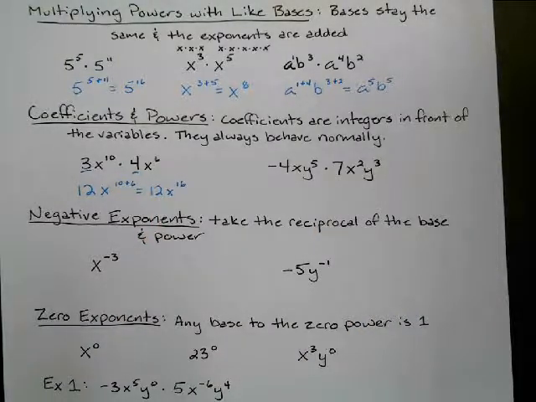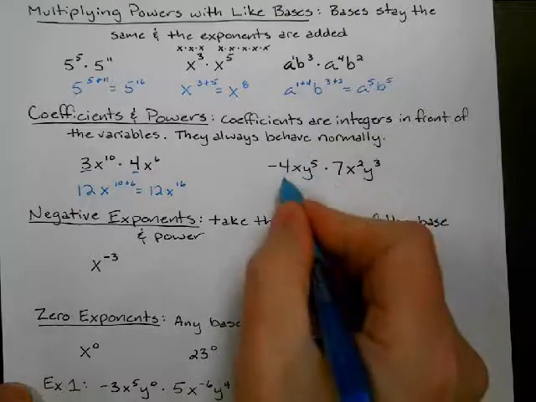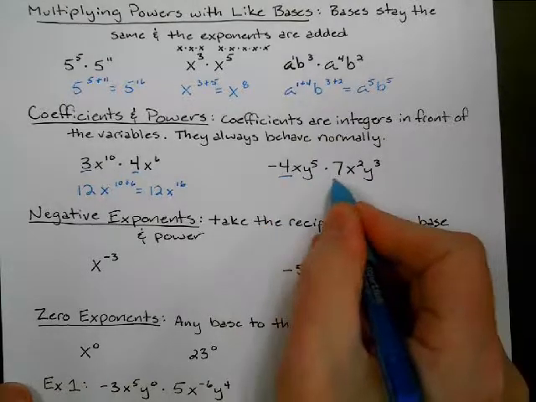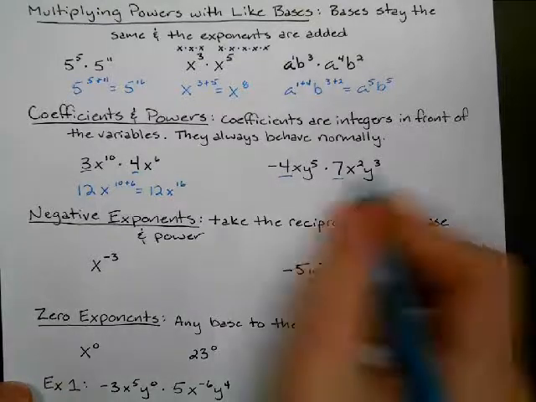Okay, next one, another problem where we're multiplying. So my coefficients are -4 and 7. So I just multiply those. Negative 4 times 7 is negative 28.